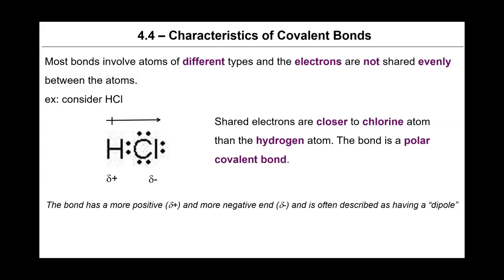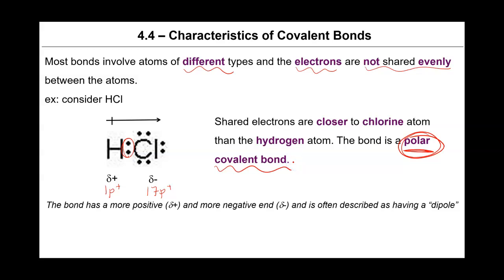It's important to recognize that most bonds are not between identical atoms, but are rather between different types of atoms. And as a result of this, the electrons that make up the bond are not shared exactly evenly between the atoms. For example, when we share electrons between a hydrogen atom, which has 1 proton in its nucleus, and a chlorine atom, which has 17 protons in its nucleus, it's not surprising that the electrons lie a lot closer to the chlorine end of the bond than they do the hydrogen end of the bond. This type of bond, where we have uneven sharing of electrons, is described as a polar covalent bond.